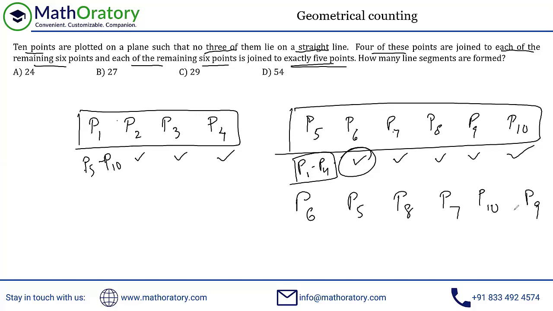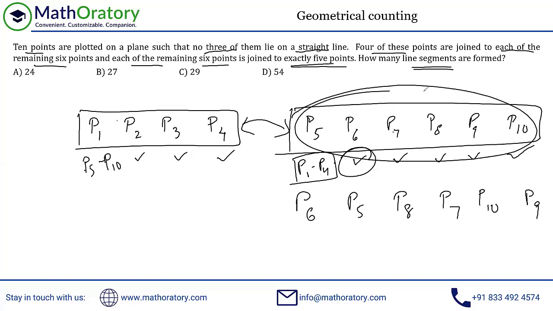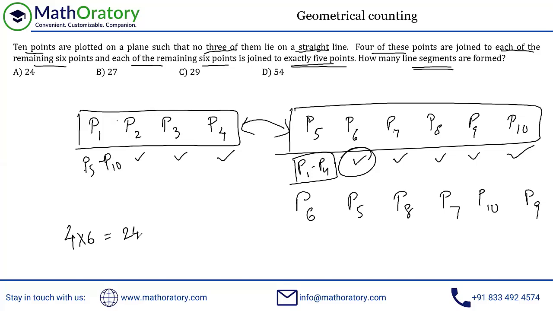So what is the question looking for? You're looking for how many line segments are actually formed. Let us first figure out the connections between these two groups. Each of these 4 points is connected to each of these 6 points, so that makes a total of 4 into 6, that is 24 connections. Let's say G1 and G2. Between G1 and G2, we have a total of 24 line segments.